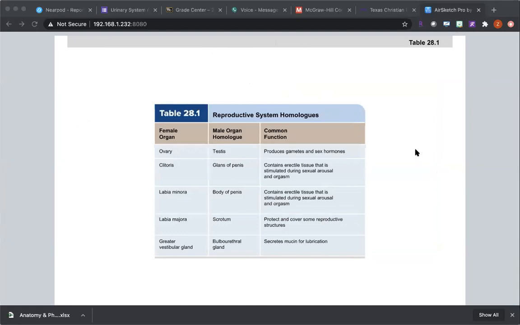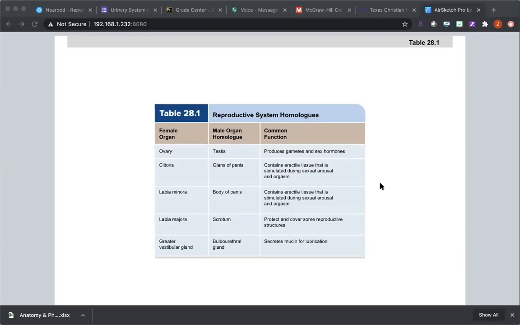All right, so chapter 28, the function of the reproductive system is to make sure that the species continues on, and so it's reproduction. That's what that means. The main organs of the reproductive system are called gonads. Gonads are going to produce your gametes and your sex hormones.